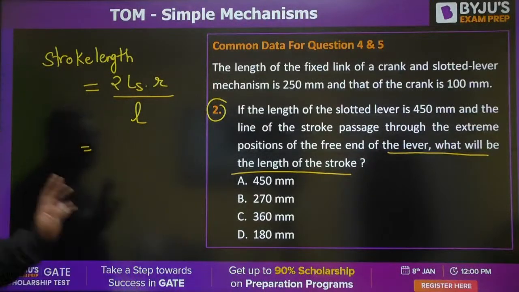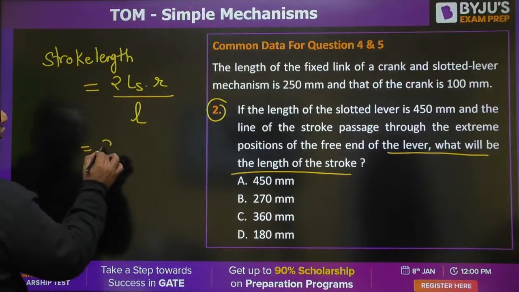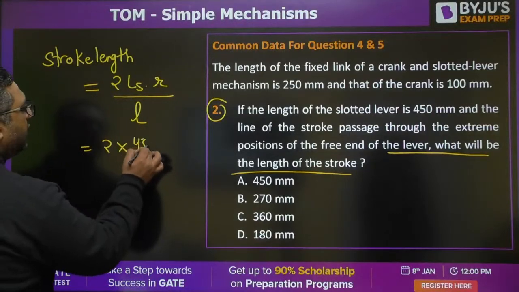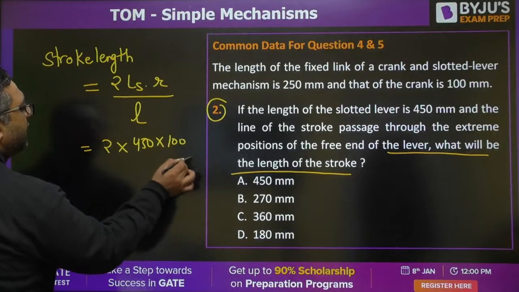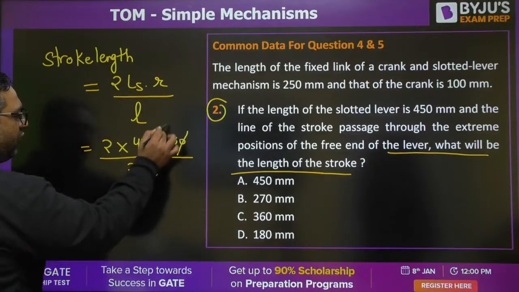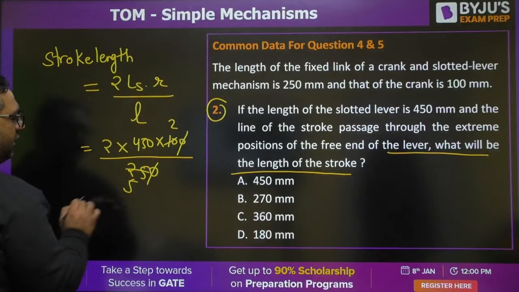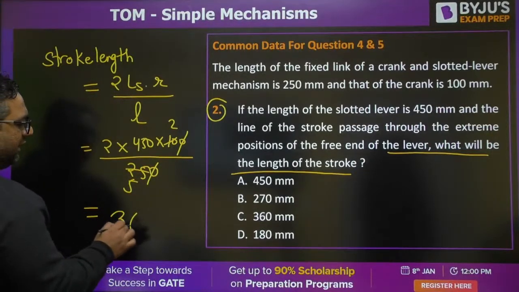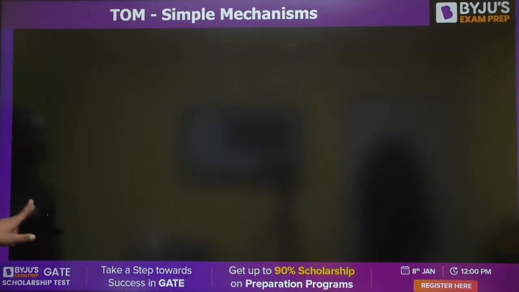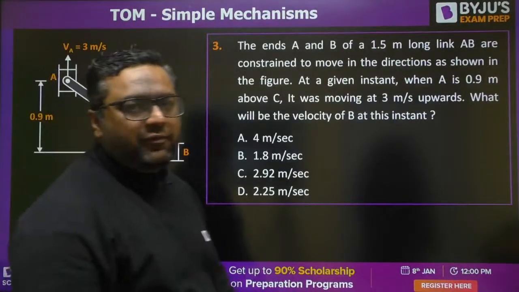Wonderful, guys. So the answer for this would be 2 into the length of the slotted bar. The length of the slotted bar is 450, the crank radius is 100 and the length of the connecting rod is 250. So the zeros will cancel out, 5 2s are 10, 5 5s are 25, and it is going to be 360 mm. Yes, C would be the right answer. So guys, we will not be wasting time, we are covering all the types.